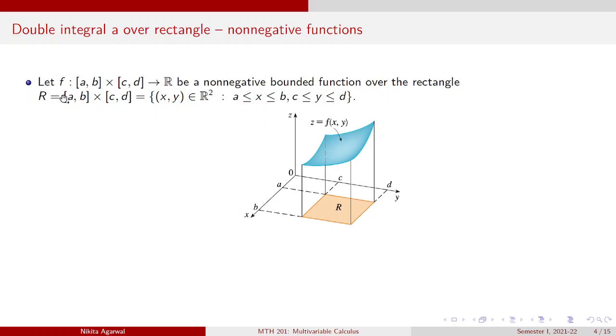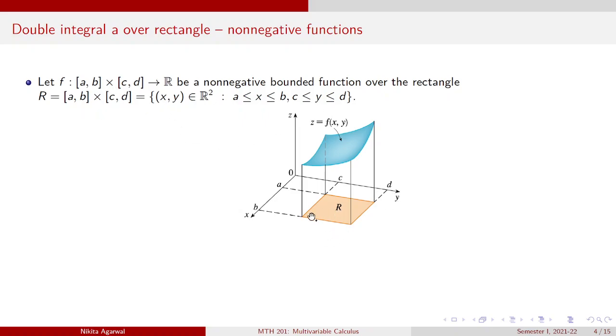So let f going from the closed interval [a, b] cross the closed interval [c, d] to R be a non-negative bounded function over the rectangle. So what is this notation? This notation will appear several times in this course. In fact, from now on you will see it a lot. So you should understand what this notation is. This means the collection of all the points (x, y) in R2 such that x varies between a and b and y varies between c and d.